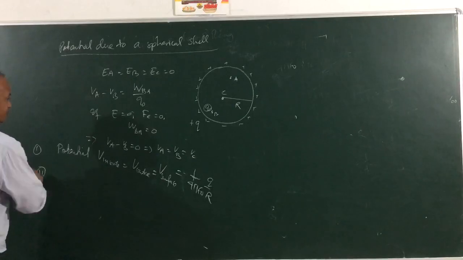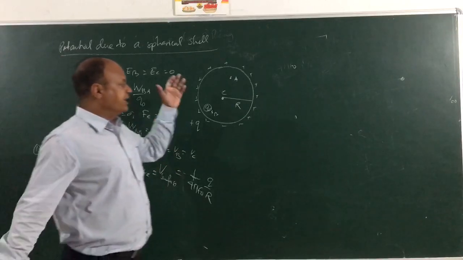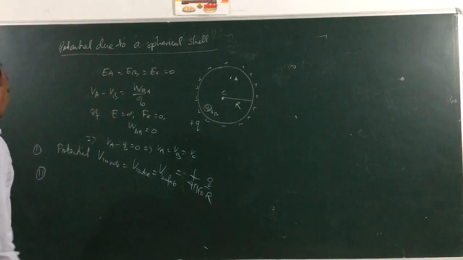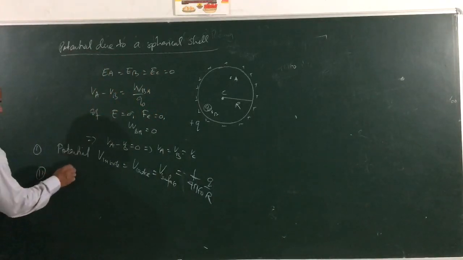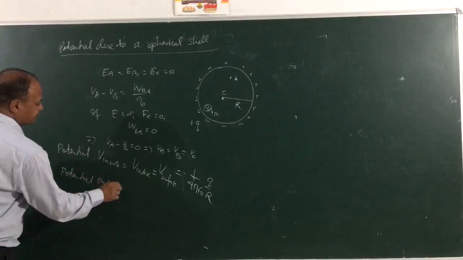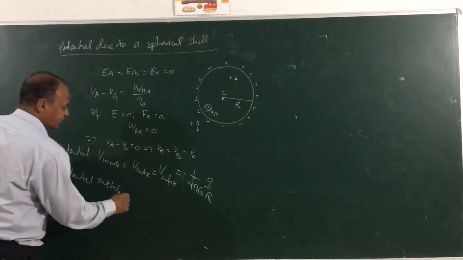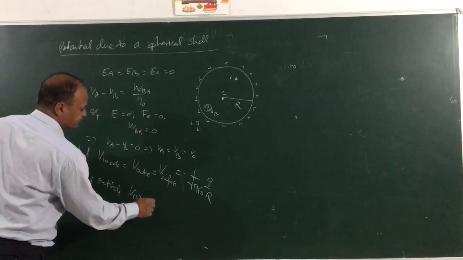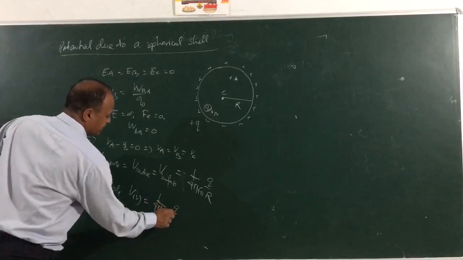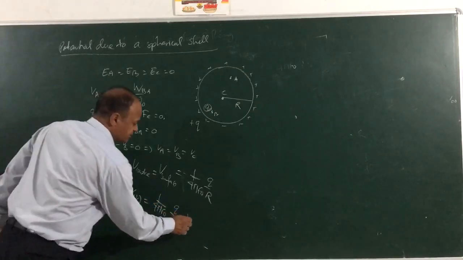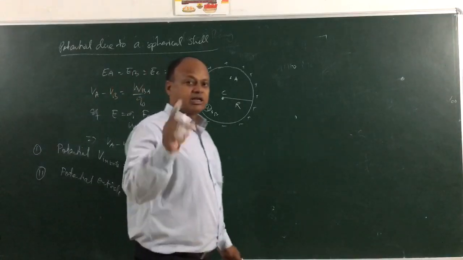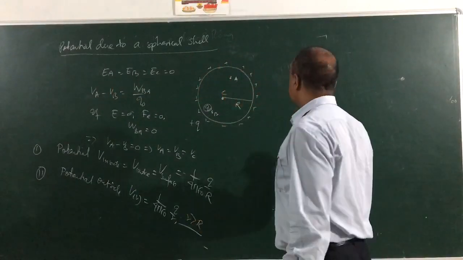Number 2. As we go outside, the potential will decrease. And potential outside at distance r will be 1 by 4 pi epsilon naught Q by r. Remember, in this case small r is more than capital R, it is outside. So graphically also we can show this result.